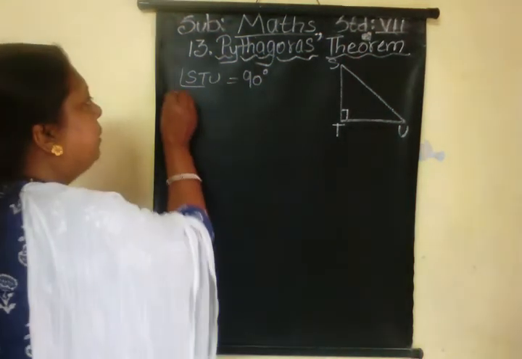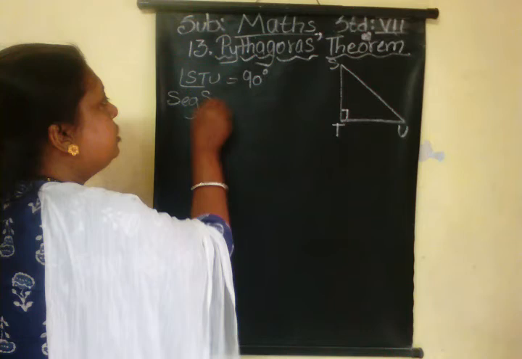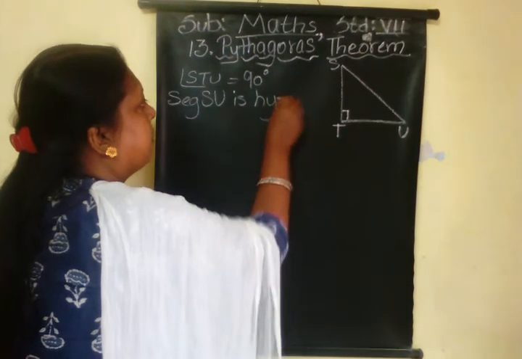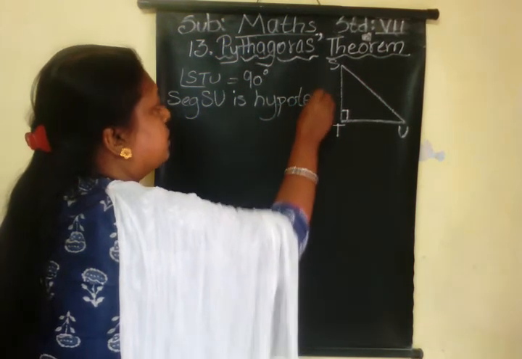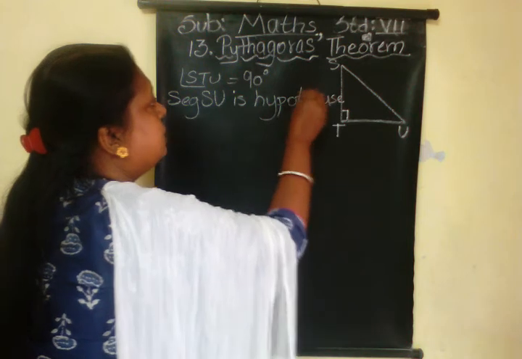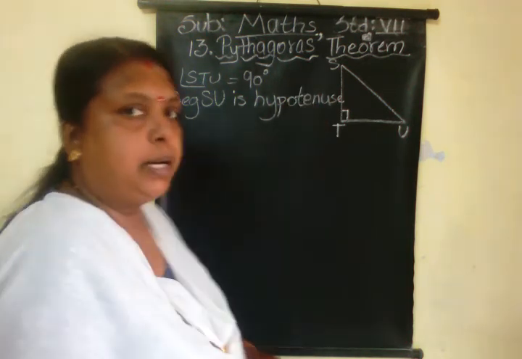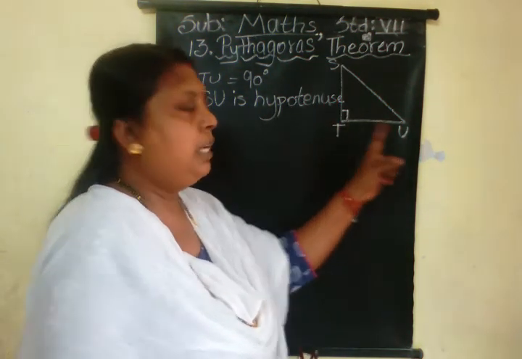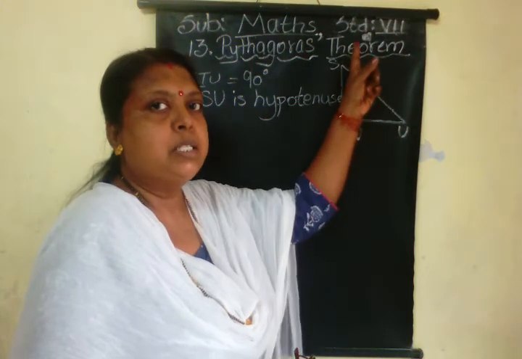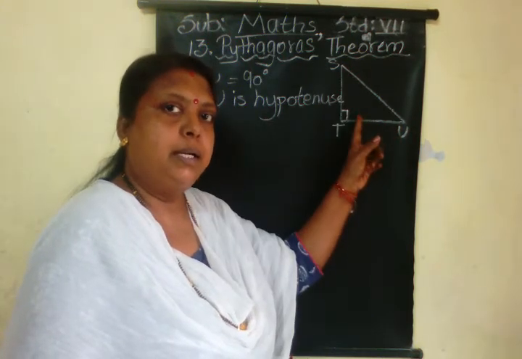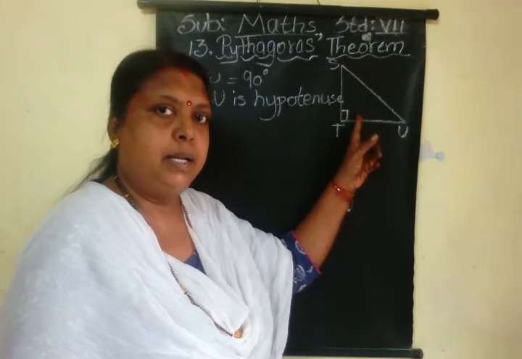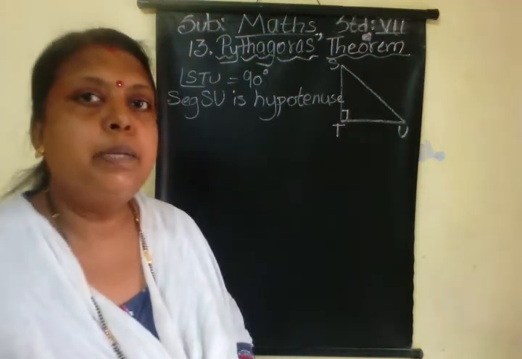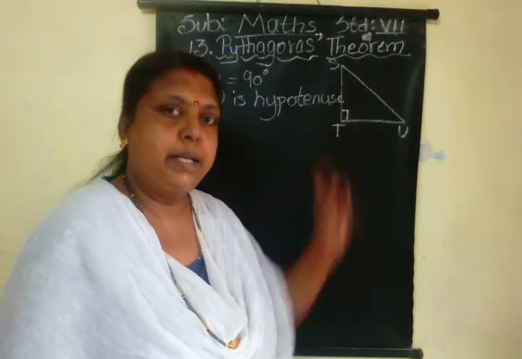So segment SU is hypotenuse, which is the longest side of the triangle, and side ST and side TU are the two sides forming the angle 90 degrees. It is forming the angle 90 degrees. So Pythagoras theorem is related only to right angle triangle.